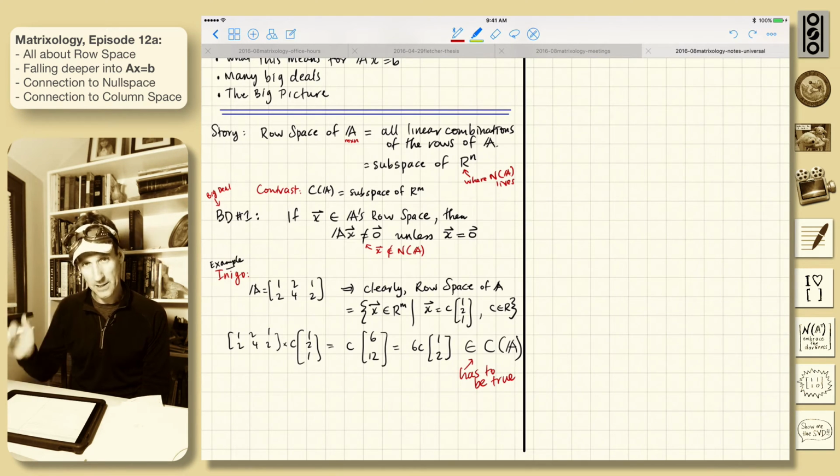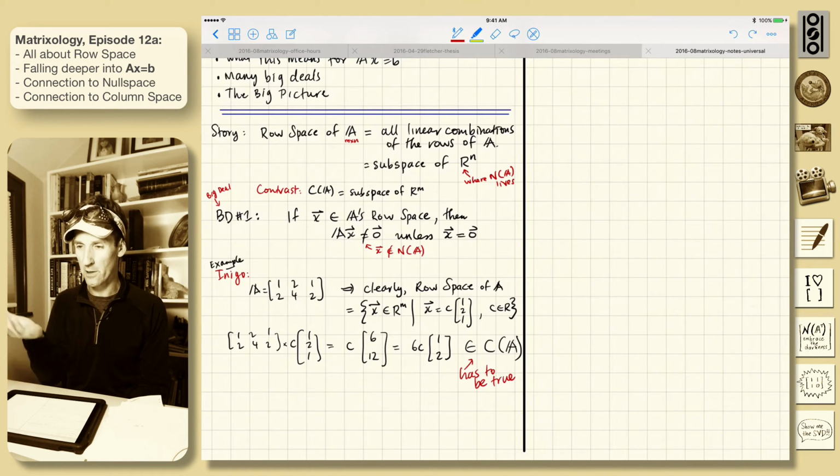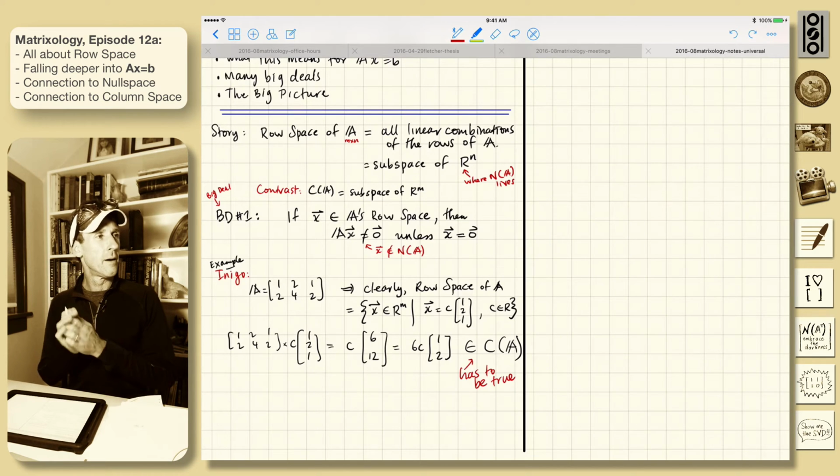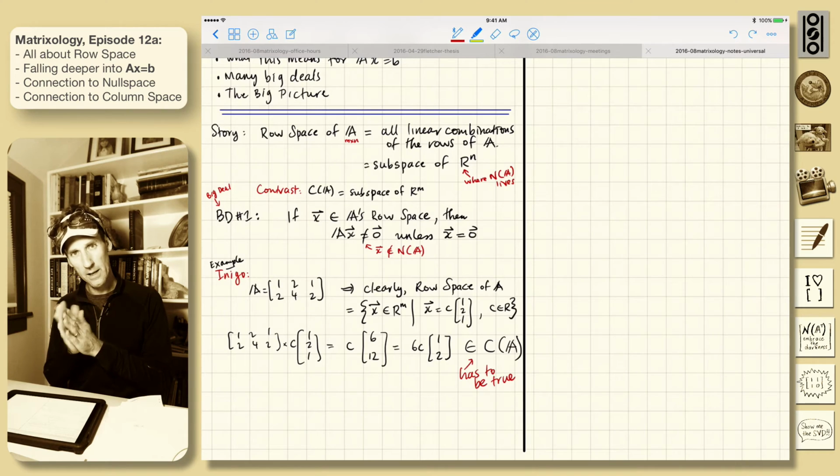To get A times X to be non-zero, X has to be expressible as a linear combination of the rows, right? And null space vectors are at right angles to the rows. So these are things that live in the row space. So what is going on?